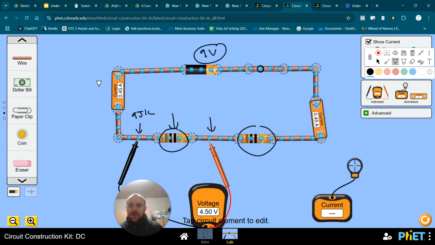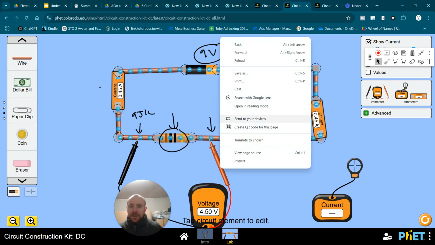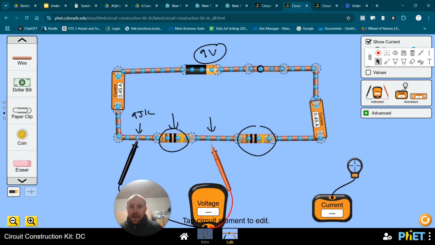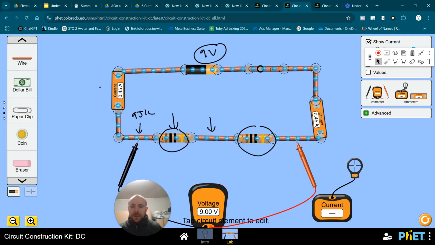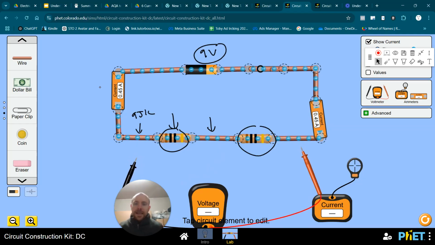So of that 9 volts, 4.5 of those volts have been lost by this resistor. And now I can check what the voltage across this resistor is as well. And it's also going to be 4.5. So the total energy lost between this point and this point is 9 volts. The bottom line, and the key takeaway from all of this, is that that voltage has been shared.